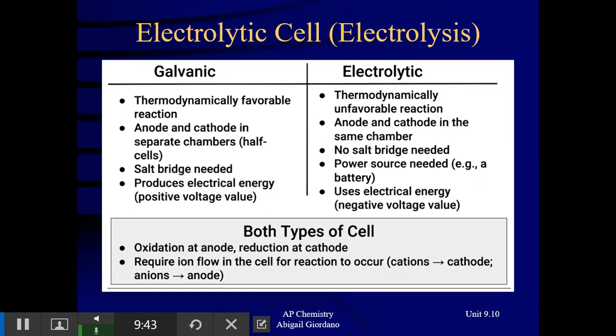Okay, but what do they have in common? We talked about this. Oxidation is still taking place at the anode. Reduction is still taking place at the cathode. It's just that the locations of anode and cathode may have flip-flopped, and electrons will still flow from anode to cathode, and ion flow will still be cations are flowing to the cathode, anions are flowing to the anode.